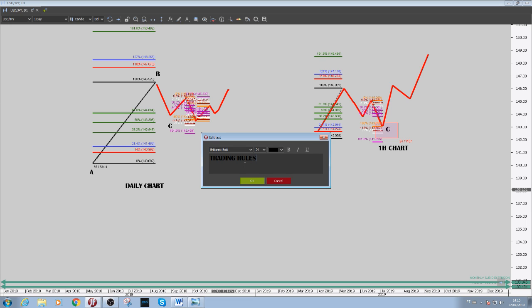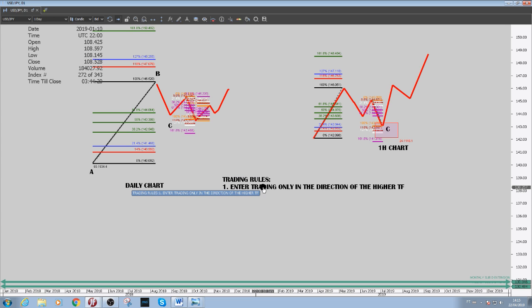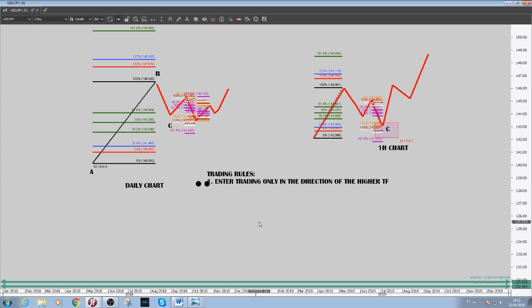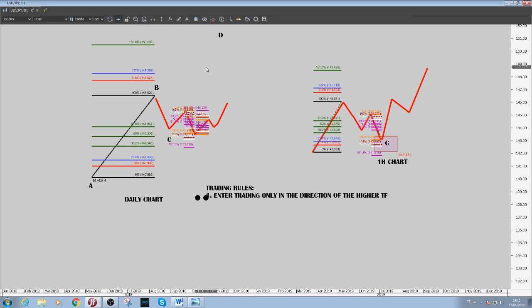Trading rules. Number 1, enter trading only in the direction of the higher time frame. Whatever you are going to do, everybody, enter trading only in the direction of the higher time frame. Don't focus on the smaller time frame. This is less important. Don't focus on the 1 hour chart, 15-minute chart, 4 hour. Focus on the higher time frames.